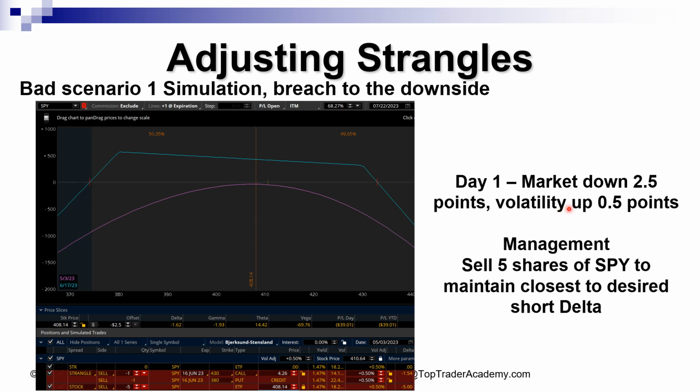Now, to counteract the drop in the market, we sell 5 shares of SPY to maintain closest to the desired short delta. So it's very simple. The theta is 14.42, and we want to maintain the delta at negative 10% of that. By selling the 5 shares, we are able to maintain a negative 1.62, which is roughly negative 10% of the theta. You can see how this Strangle is starting to lean towards the right a little bit, and that's what selling those 5 shares does. It keeps our purple curve centered, and a little bit to the right because we have a little bit of negative delta.